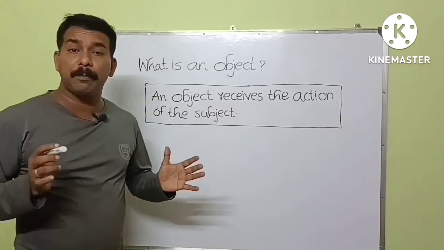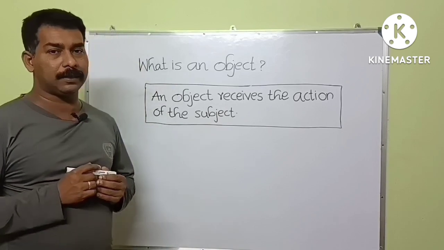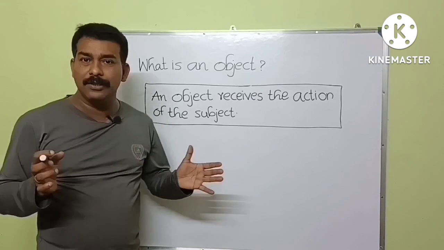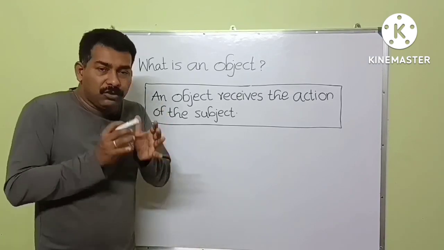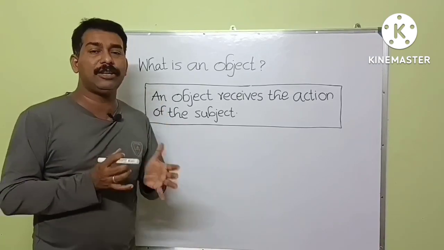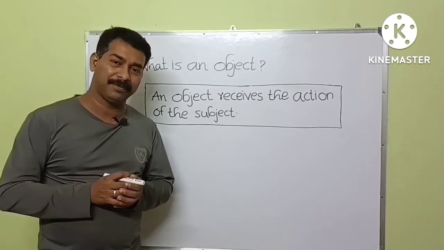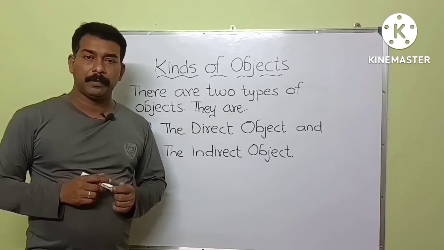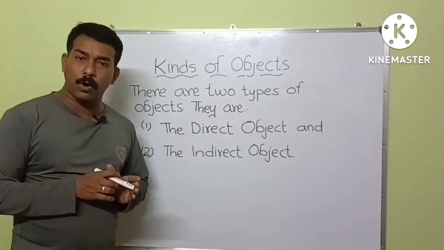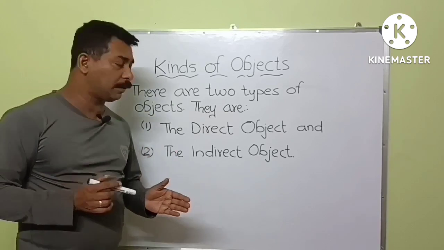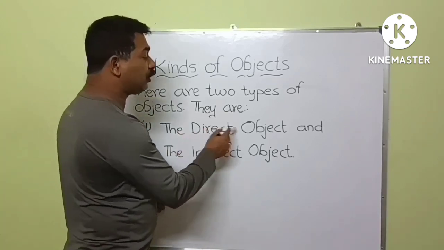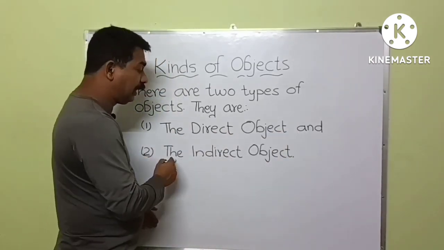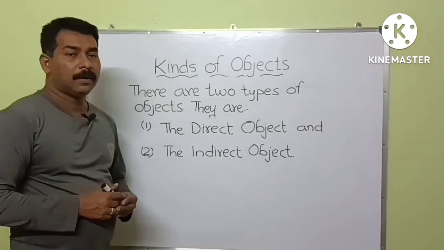An object is a part of the predicate of the sentence. It receives the action of the subject. It is something or somebody that the action is acted upon directly or indirectly. Kinds of objects. There are two types of objects. They are, number one, the direct object, and the second one, the indirect object.